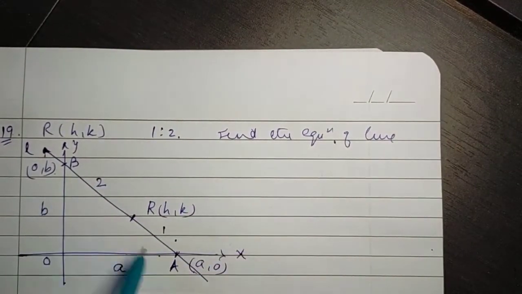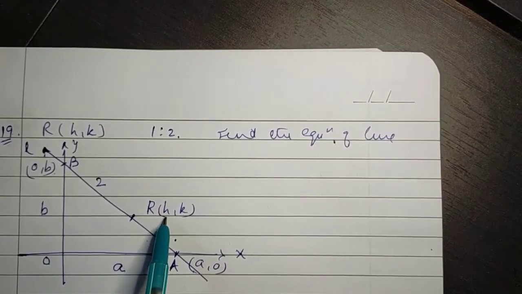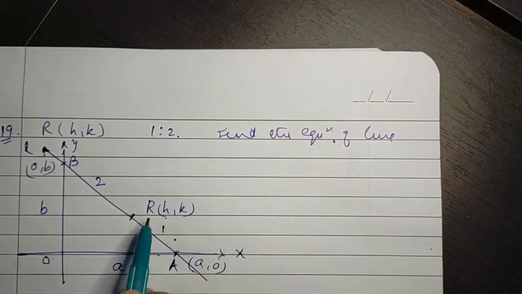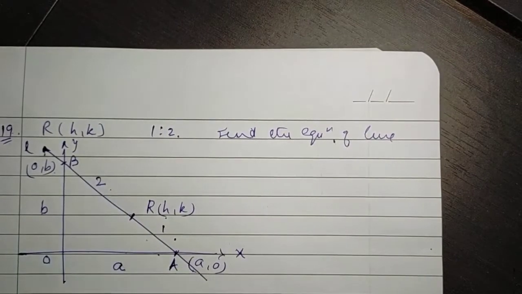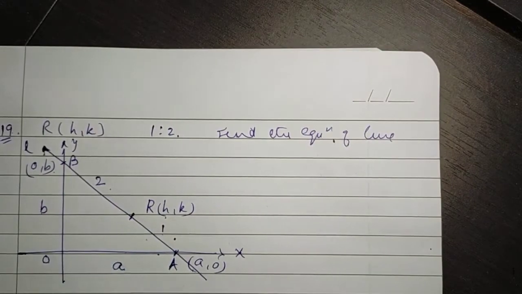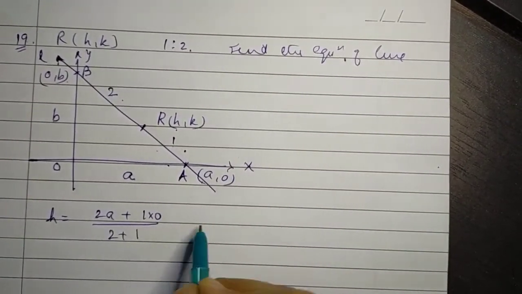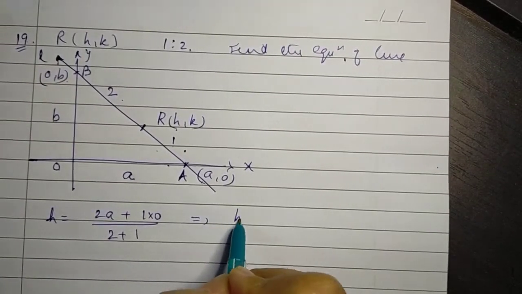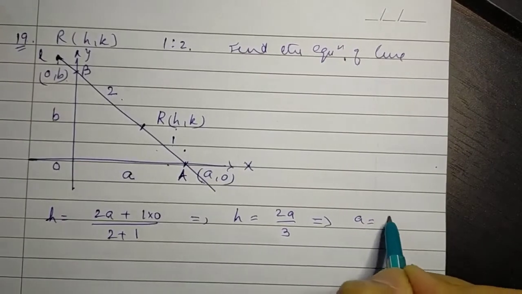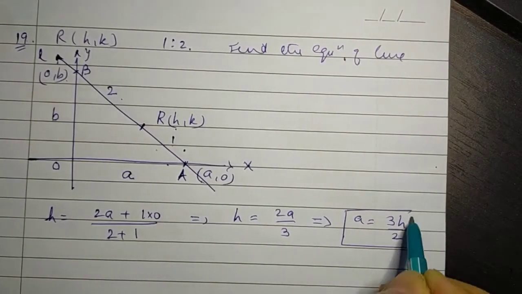Now clearly we can see that the x coordinate of this point R, which is h, will be equal to (2 times a plus 1 times 0) upon (2 plus 1). This gives us h is equal to 2a over 3, which gives us a is equal to 3h over 2. This is the first thing which we have found out.